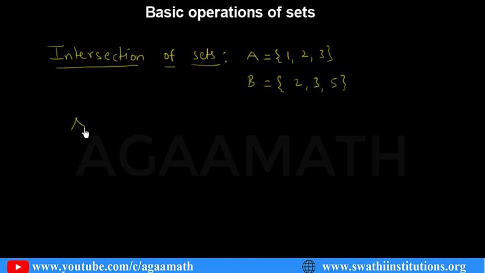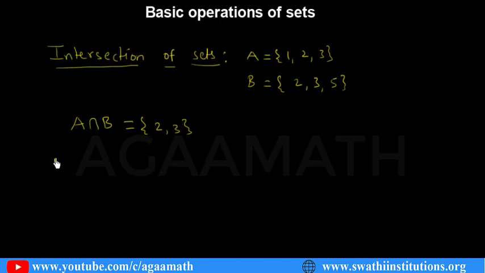This is the symbolic representation when I would like to write A intersection B. This is the intersection symbol. A intersection B is only the common elements, like 2 and 3. So, the common elements from both the sets.